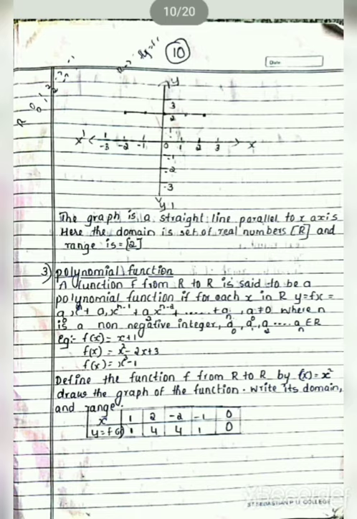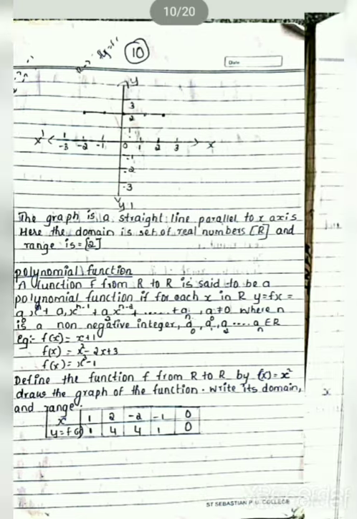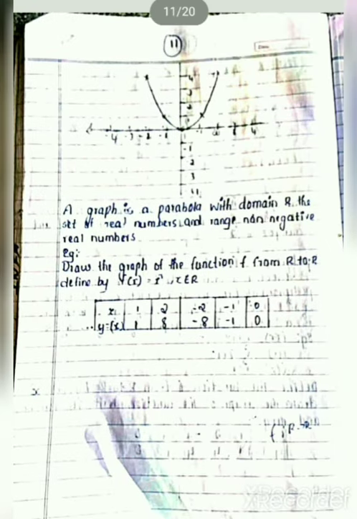If you give x is equal to minus 2, again the square of that is 4, and so on. And if you plot the graph, you will get a parabola as shown in the figure. Students, you try to plot the graph yourselves and write its domain and range.